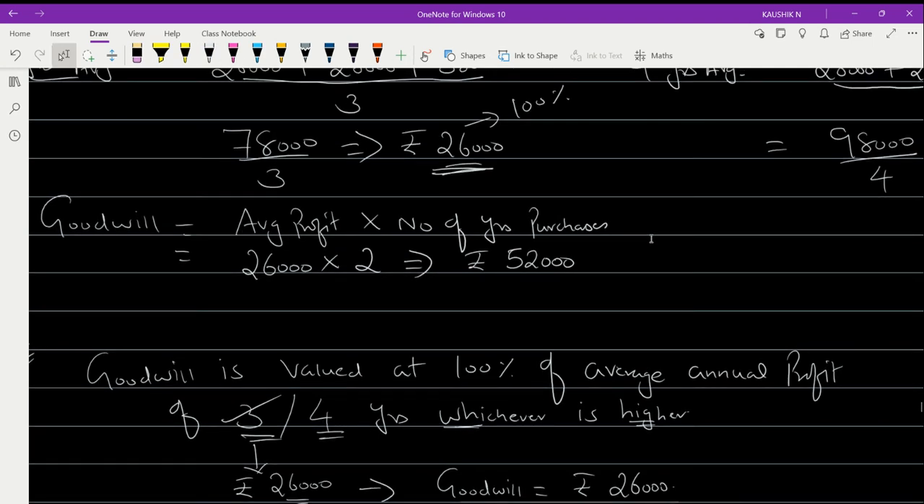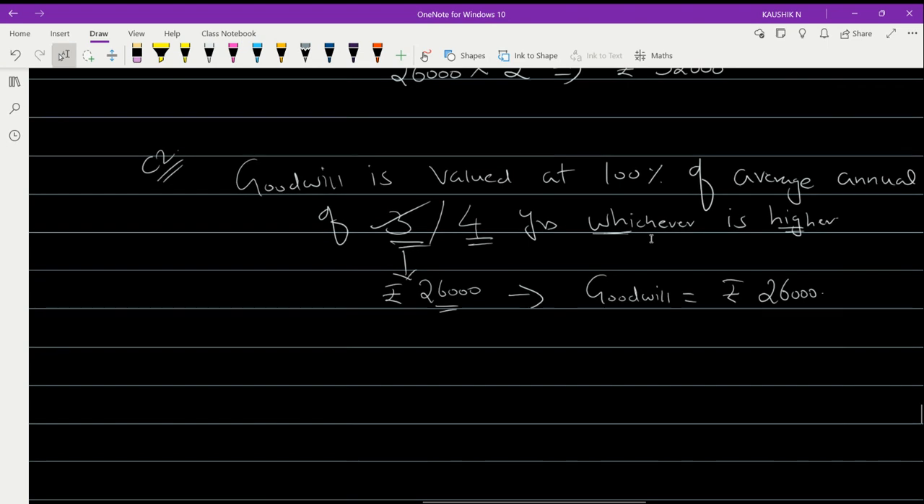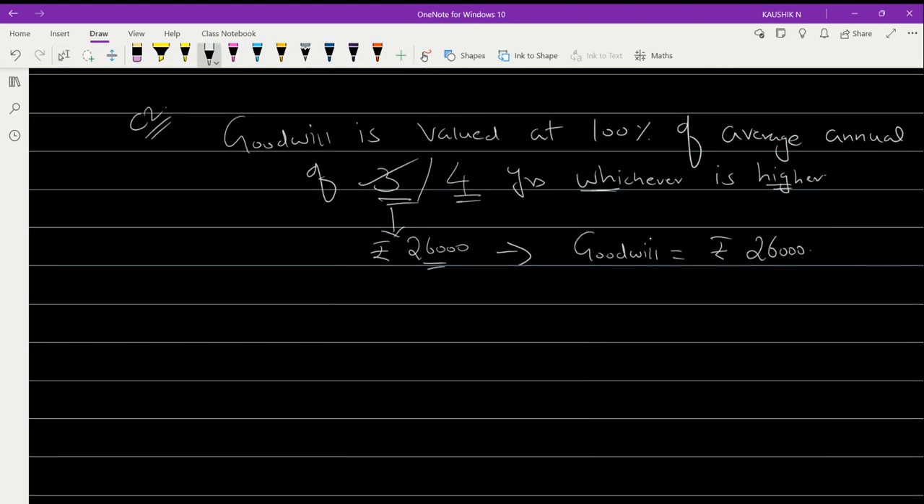Suppose one more case I'll give you. Let us take all are same. The values of profits or losses for the 3 or 4 years is not going to get disturbed, and the years are not going to get disturbed. The condition also remains the same. For goodwill alone, it is slightly varying.